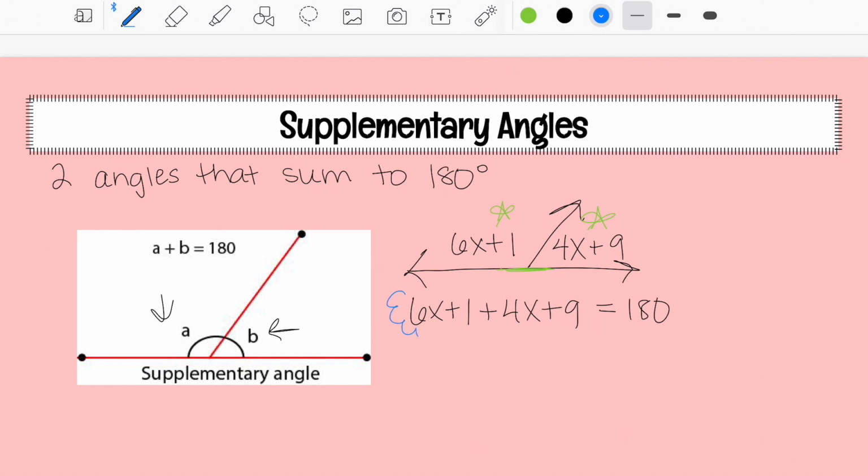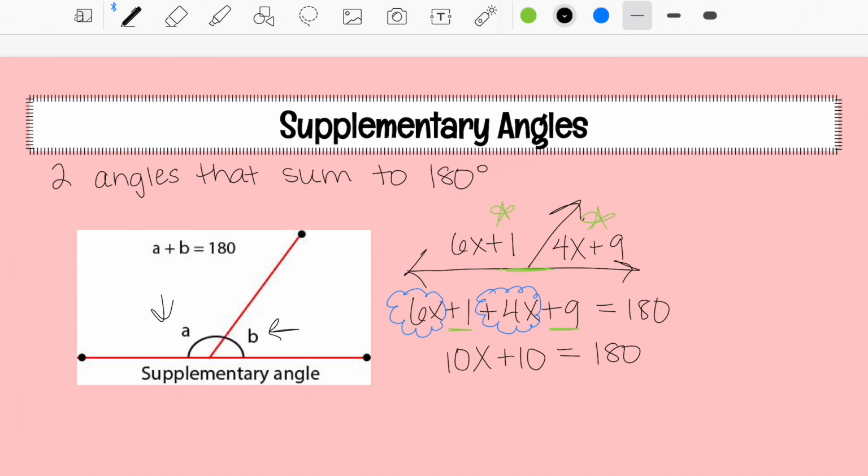So when you look and you see 6x and a positive 4x, because remember the sign in front sticks with the term, you know that that will combine to make 10x. Next, you see positive 1 and positive 9. That combines to make a positive 10. And all of that will still equal 180. From here, now we're just going to solve our equation.